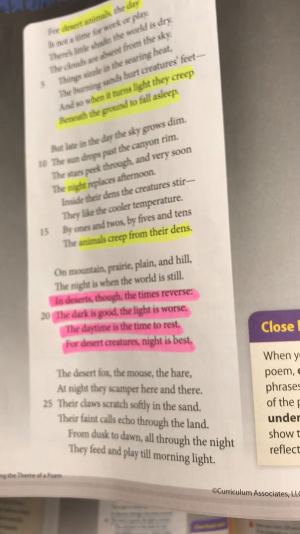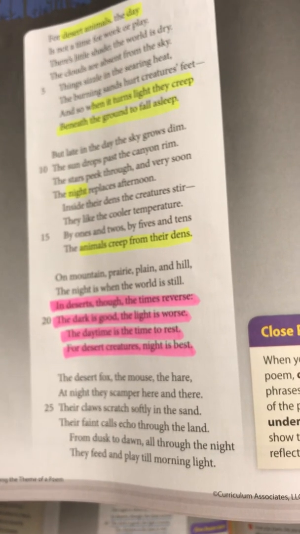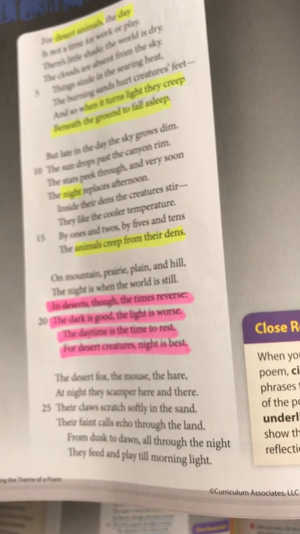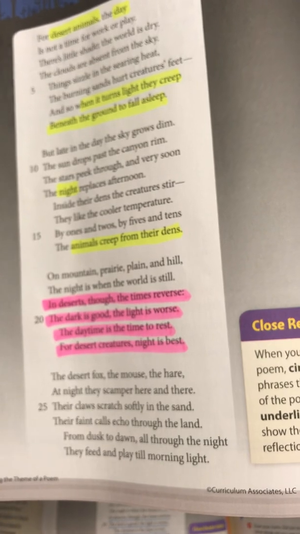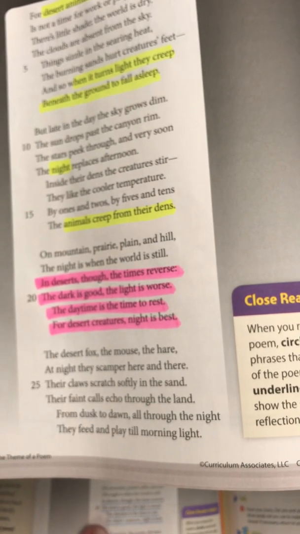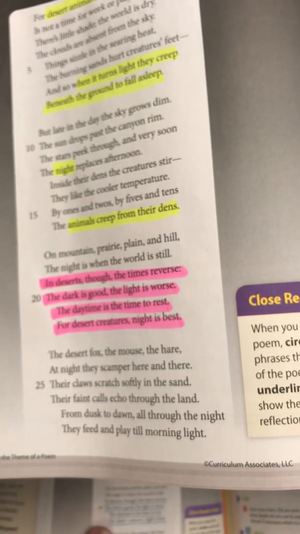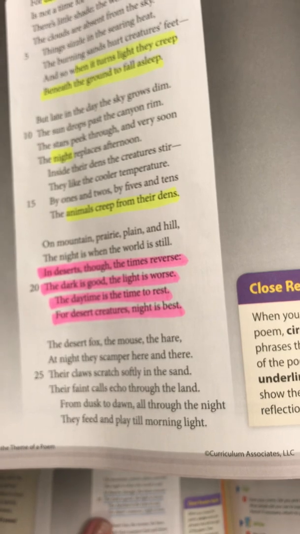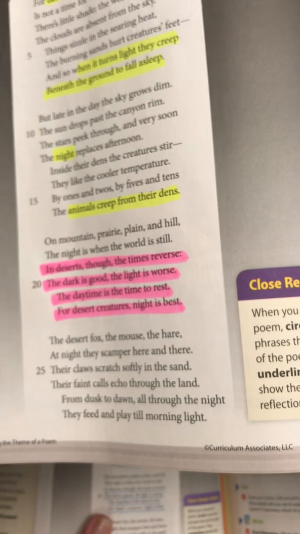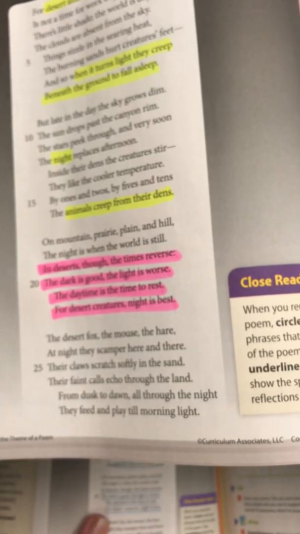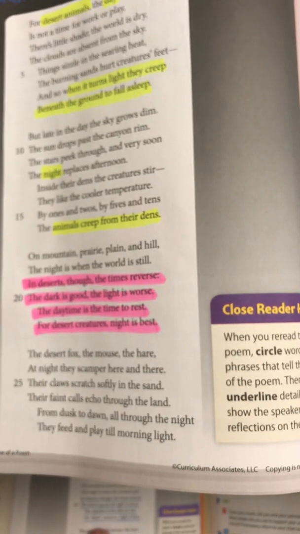In deserts, though, the times reverse. The dark is good, the light is worse. The daytime is the time to rest. For desert creatures, night is best. The desert fox, the mouse, the hare, at night they scamper here and there. Their claws scratch softly in the sand. Their faint calls echo through the land. From dusk to dawn, all through the night, they feed and play till morning light.